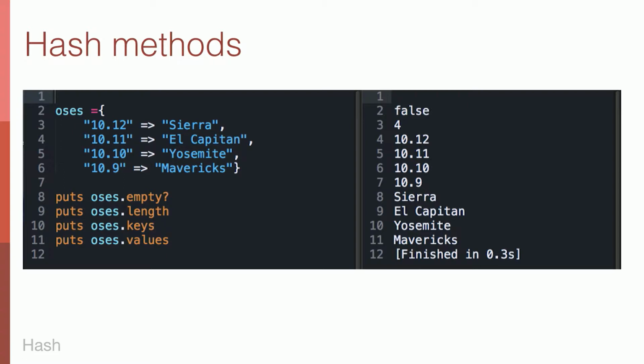Some other methods that you can call. You can ask it if it's empty. Am I dealing with a hash that actually has data? And Ruby will say, no, false, we've got data already. You can say, how long is it? We've got 4 items. If you just want to see the keys, you can ask for .keys. If you just want to see values, .values, and it'll spit those out pretty cleanly.